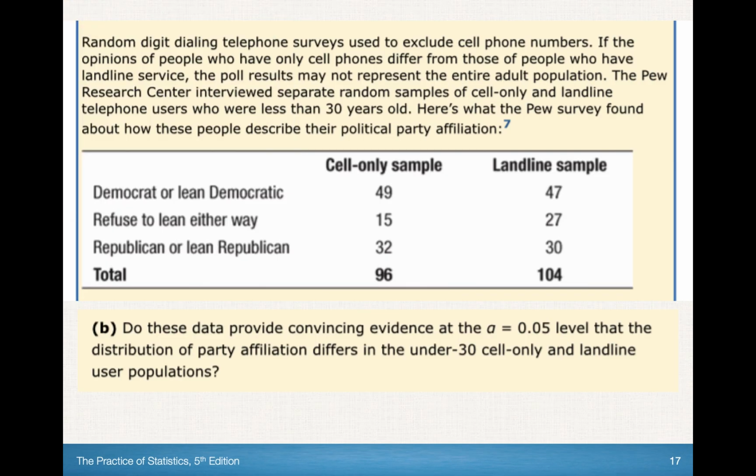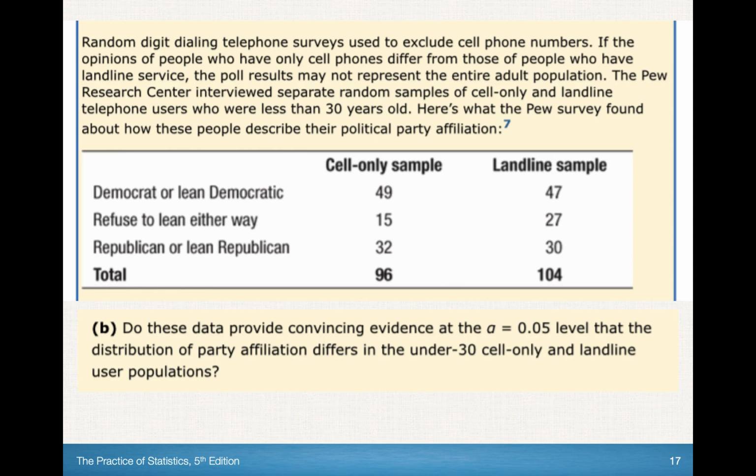Okay. Let's look at this example together. Random digit dialing telephone surveys used to exclude cell phone numbers. If the opinions of people who have only cell phones differ from those of people who have landline service, the poll results may not represent the entire population.